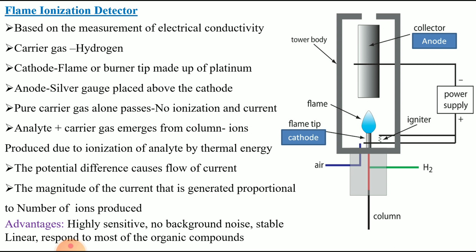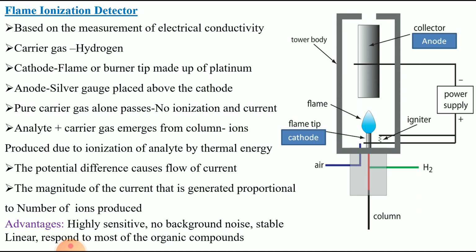When the carrier gas alone is passed through the flame ionization detector and reaches the flame, no ionization will happen because it is chemically inert, so no current will be generated. When, along with the carrier gas, analyte from the column passes through the burner, the flame energy or thermal energy present in the flame causes the ionization of the analyte and produces electrons. The electrons produced are attracted by the anode and produce the current.